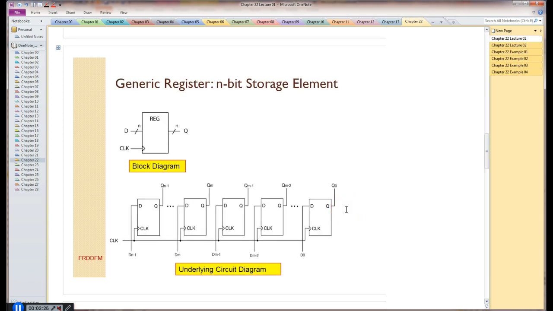A generic register is essentially an n-bit storage element, as compared to a D flip-flop, which is a 1-bit storage element. This is a generic representation of an n-bit register, and it is simply n D flip-flops connected accordingly. Accordingly means all the flip-flops share the same clock signal, which is right there, and each of the flip-flops has a different data input, on the bottom here, and a different data output on the top. These Q's right here represent these Q's. These D's represent those D's.